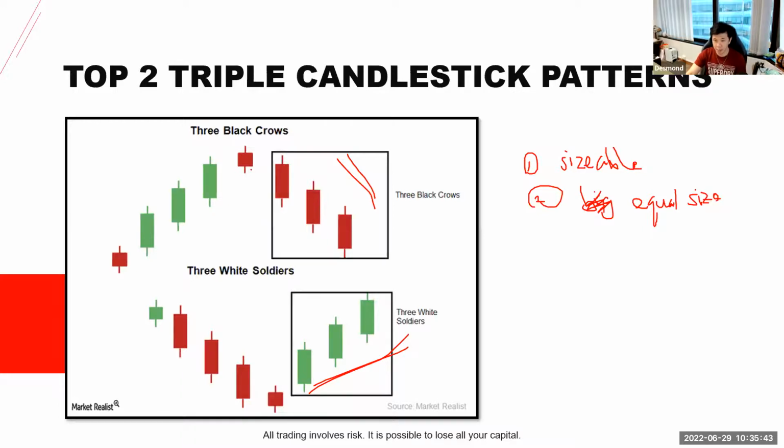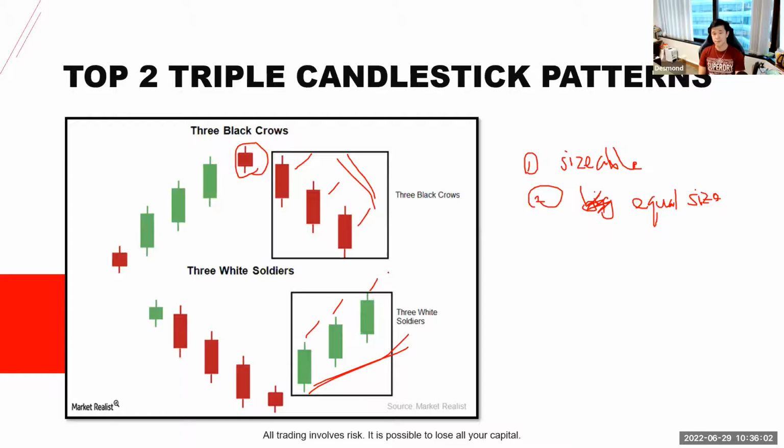So sizable means they're big, right? They're not these tiny crows. These tiny crows won't mean much. But they are big enough to suggest that these are big players. This is big, this is big, this is big. They're big enough so that people know that they are a force to be reckoned with.